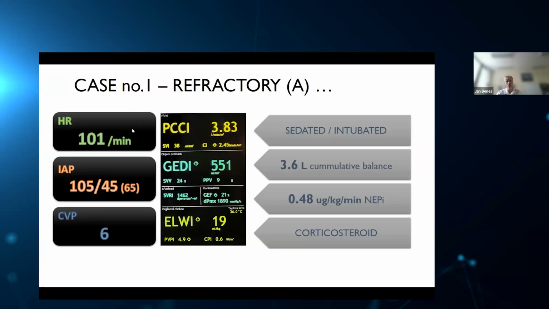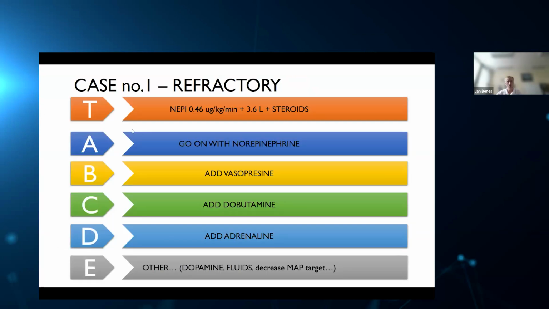But what to do when the patient becomes refractory? You have your septic patient, maybe the same lady we had before. You got her in the ICU, she already receives a lot of fluids, she is on 0.4, 0.5 microgram per kilogram per minute of norepinephrine, receiving corticosteroids. So what may we do with this lady at this very moment? We may go on with norepinephrine, or we may start adding other drugs, because we may say that at 0.5 of norepinephrine it's an unresponsive patient, or we are reaching the responsiveness limit of norepinephrine.